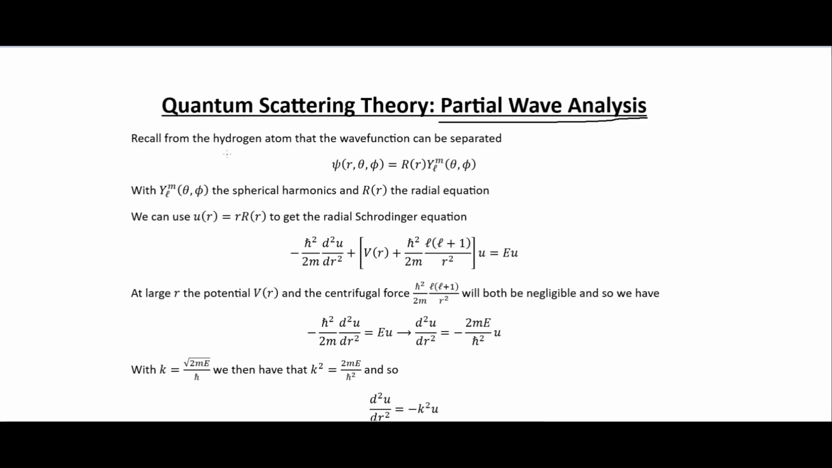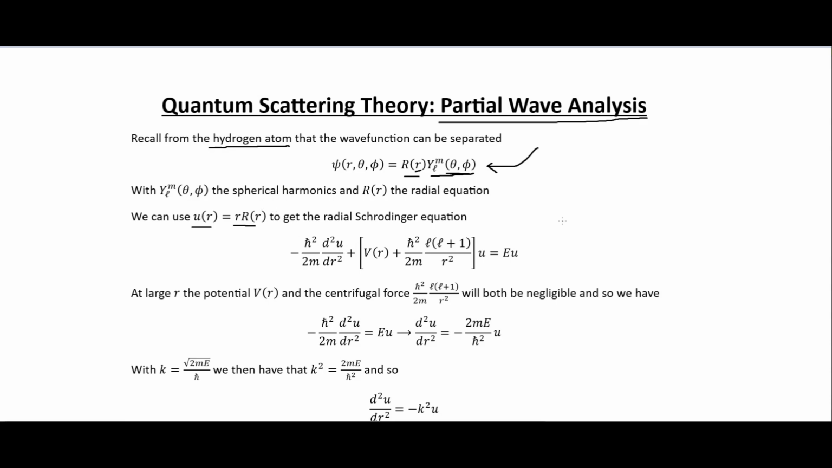Recall from quite a while ago, in a different video on the hydrogen atom, we could separate the wave function to look like this. So we have the radial part here, and then this is the spherical harmonics right here. The radial part was dependent on the r, whereas the spherical harmonics is dependent on theta and phi. If we are looking at the radial part of the equation, we can make this substitution: this u of r is equal to r times this big R of r.